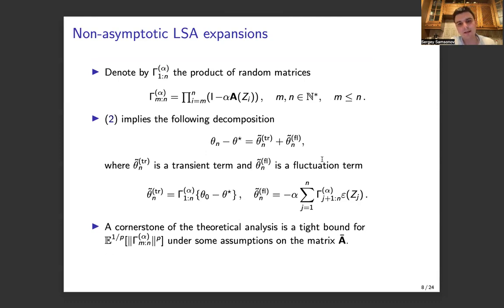Moreover, under this assumption, we can decompose the error of the nth iterate of the linear stochastic approximation into a sum of two parts. The first one is the transient term, theta n tilde transient, and the second one is the fluctuation term. Any analysis of the linear stochastic approximation algorithm is quite concerned with the properties of the first term. And for our analysis, we will follow the next scheme.